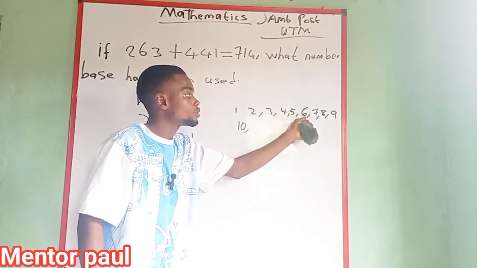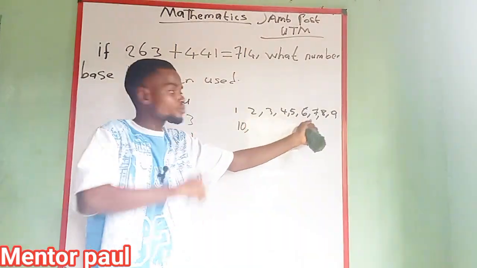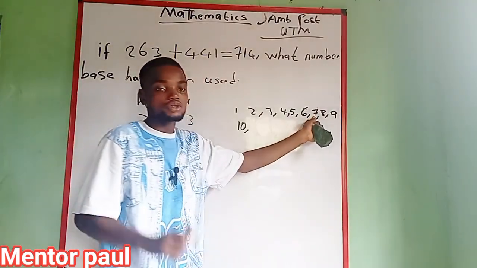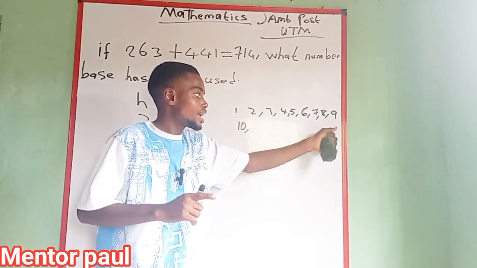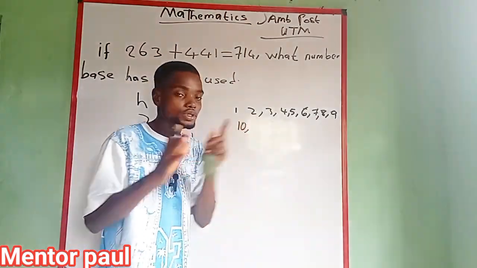If it's base 6, it should not be greater than 5, and it's also not going to be equal to 6. If it's base 7, the digits are not going to be greater than 6, or equal to 7. And this is how we note which base has been used.